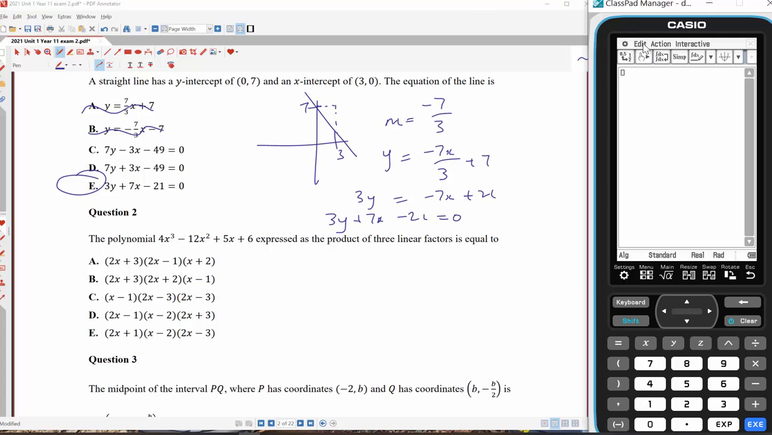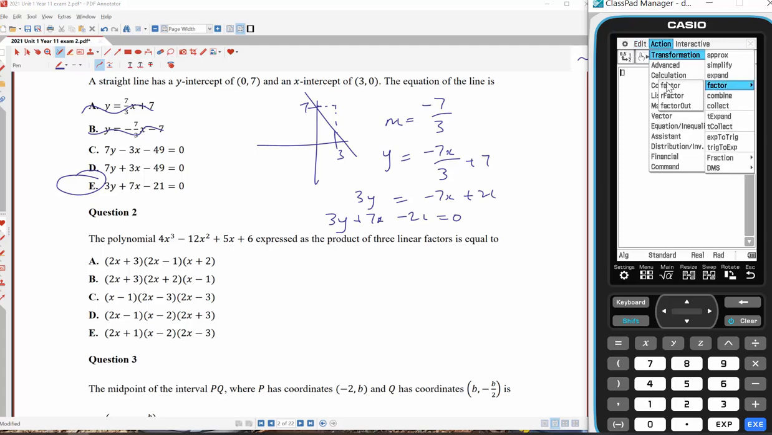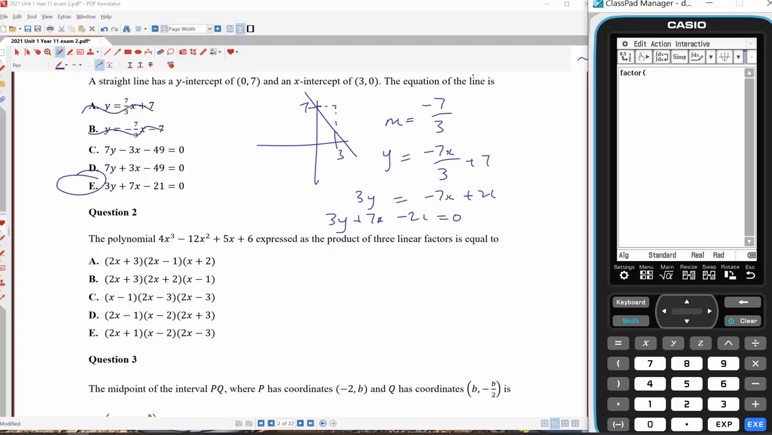Okay, the polynomial that is expressed as the product of 3 linear factors is equal to. So all you would do with this one is go action, transform and factor, and feed it the polynomial. Take away 12x squared plus 5x plus 6. So we're looking for a 2x plus 1, 2x take 3. Next, it's E.